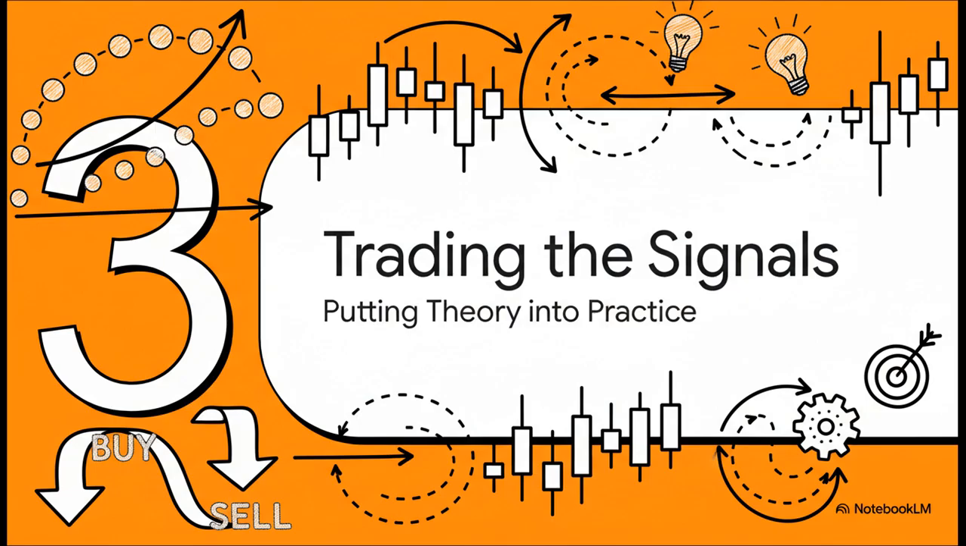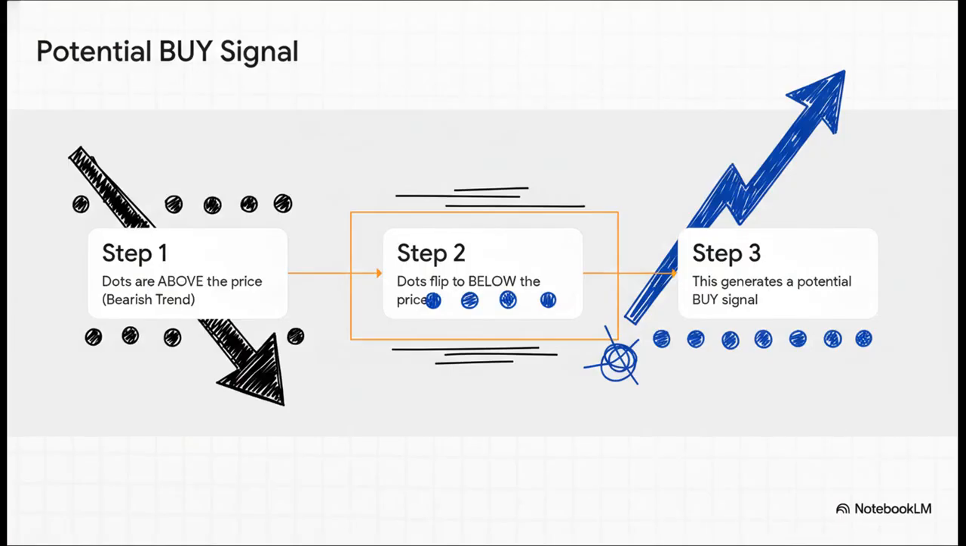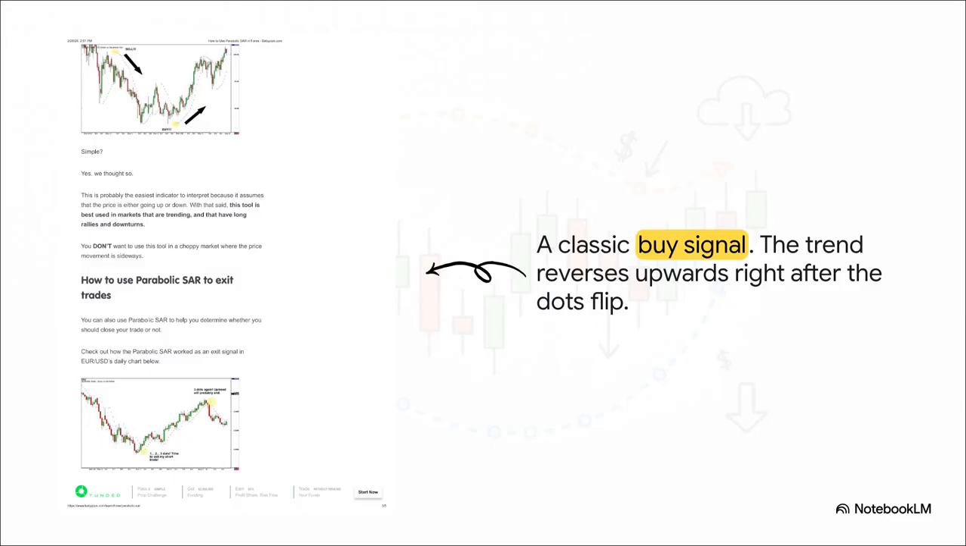Okay, theory is great, but let's get to the fun part, putting this into practice. How do we take these little dot flips and turn them into actual trading signals we can use? Let's walk through a buy setup. First, you see the dots are hanging out above the price. That tells you the market's in a downtrend. So you wait, you watch, and the moment those dots flip and the very first one appears below a price bar, that's it. That's your potential buy signal. The downtrend could be over. Now check out this chart. This is a picture-perfect example.